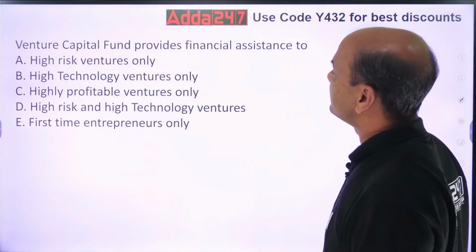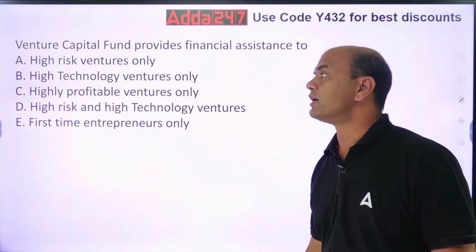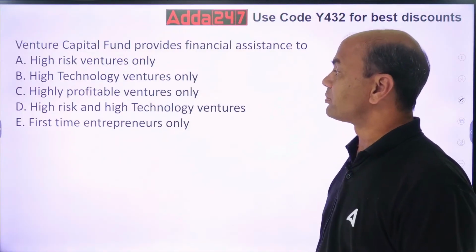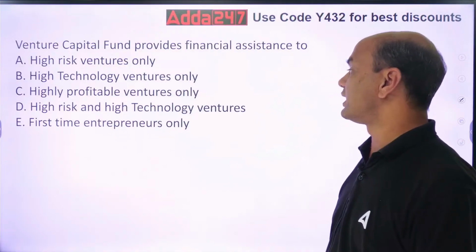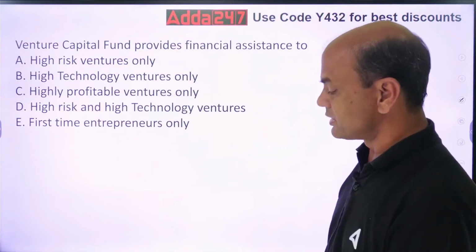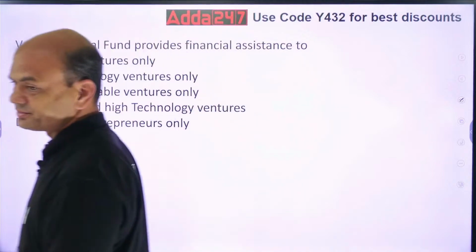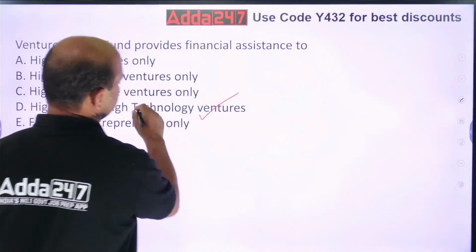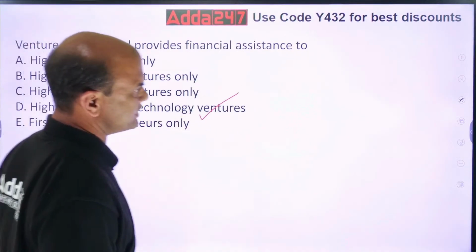Venture capital fund provides financial assistance to: high risk ventures, high tech ventures only, high profitable ventures only, high risk and high tech ventures, or first time entrepreneurs only. Think. VCs, we call it VCs, right? VCs give financial assistance to whom? To high risk and high technology. They generally invest in this, high risk and high technology. Okay?